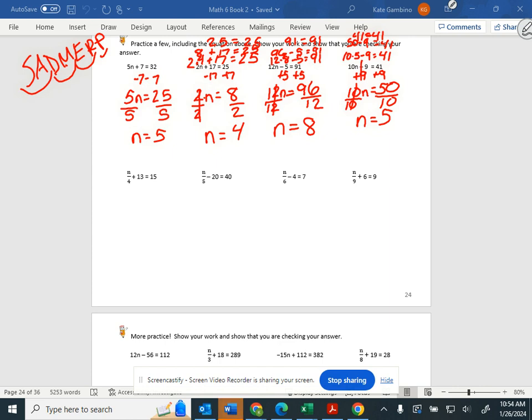So now let's look at our next row. N over 4 plus 13 equals 15. What do I do here? What should my first step be? N over 4 plus 13 equals 15.